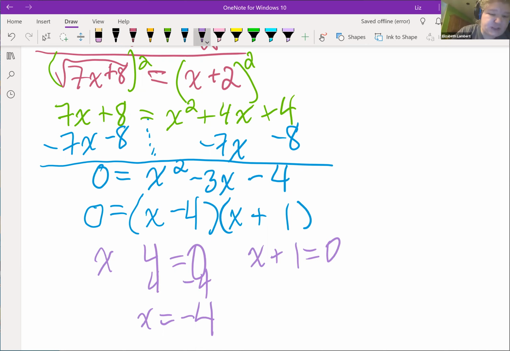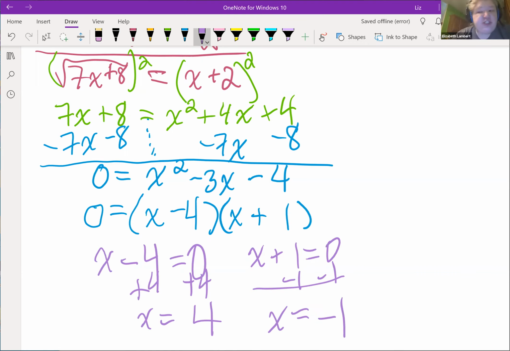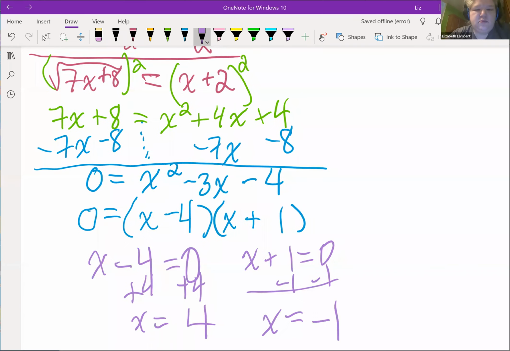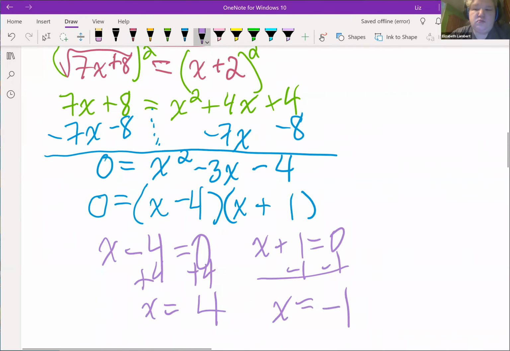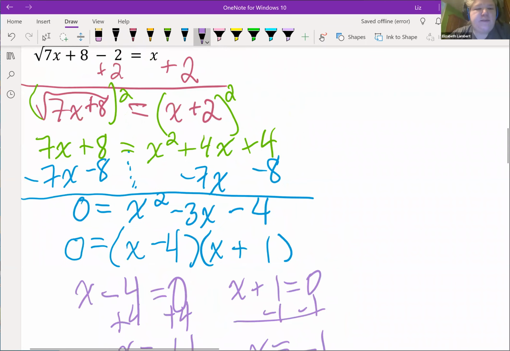It would also help if I actually solved the correct equation. Thinking too many steps ahead. X minus 4 is going to give us the solution of x equals 4. X plus 1 is going to give us the solution of negative 1. We need to check both of those. Do not just chuck out negative 1 because you're like, oh, there's no way that'll work. It will work. Maybe. We'll see. All right.